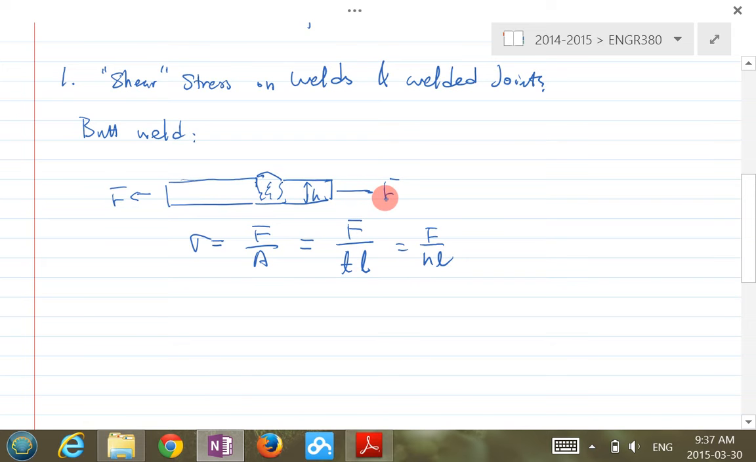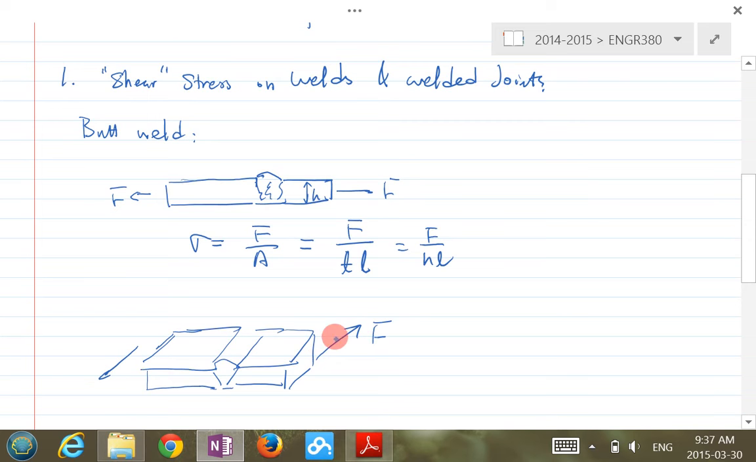If the loading is this way, now if you're loading it like this, if the weld is like this, then if you load F in this direction, now this time you have a shear stress, right? It's still F over A, and it's still F over basically HL. Okay, that's butt weld.